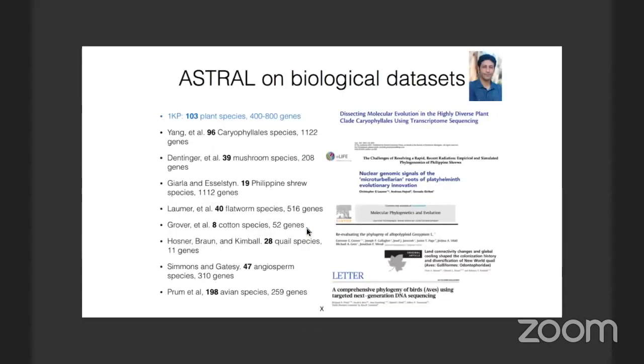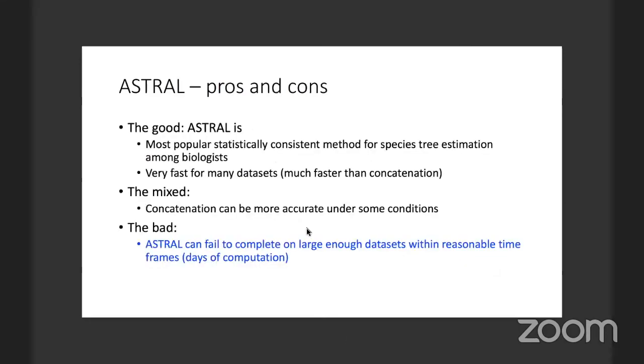Okay, Astral's used all over the place. It's really the dominant method now. This is work by my former student, Siavash Mirarab. And there are pros and cons. The good is it's statistically consistent, it's extremely fast, it's much faster than doing a standard concatenation analysis where you just take all of the gene sequence alignments and put them together and then just run something like maximum likelihood. Sometimes concatenation is more accurate, Astral is often more accurate, but the bad thing is that it can fail to complete. So it fails to complete on large data sets that have a lot of heterogeneity.